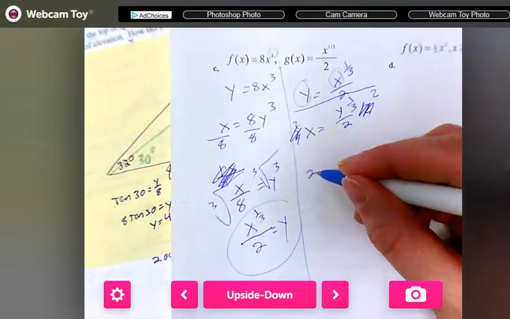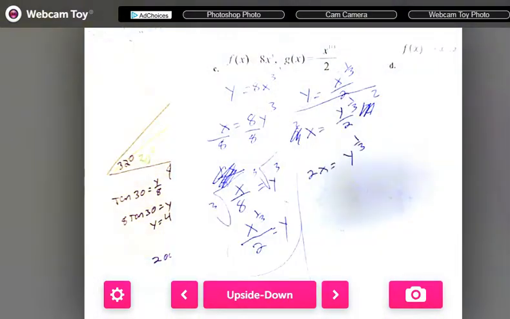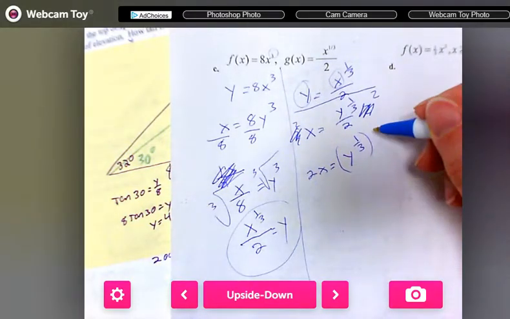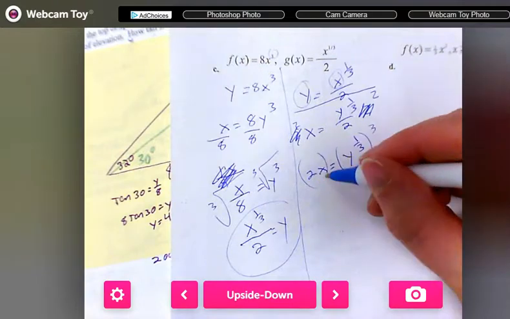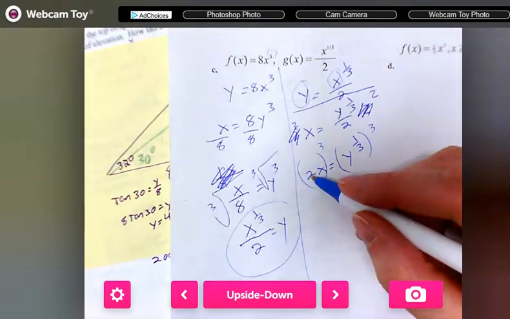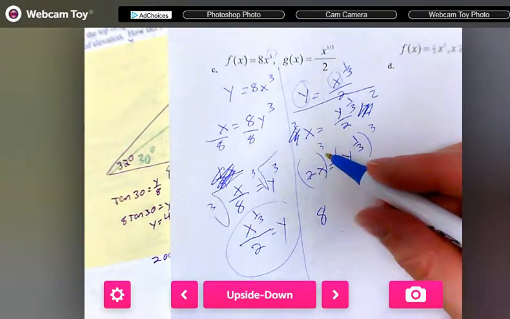So we get 2x equals y to the 1/3. How do we get rid of something to the 1/3? We take it to the third. Okay, they cancel. 2 times 2 times 2 is 8. X times x times x is x to the third.